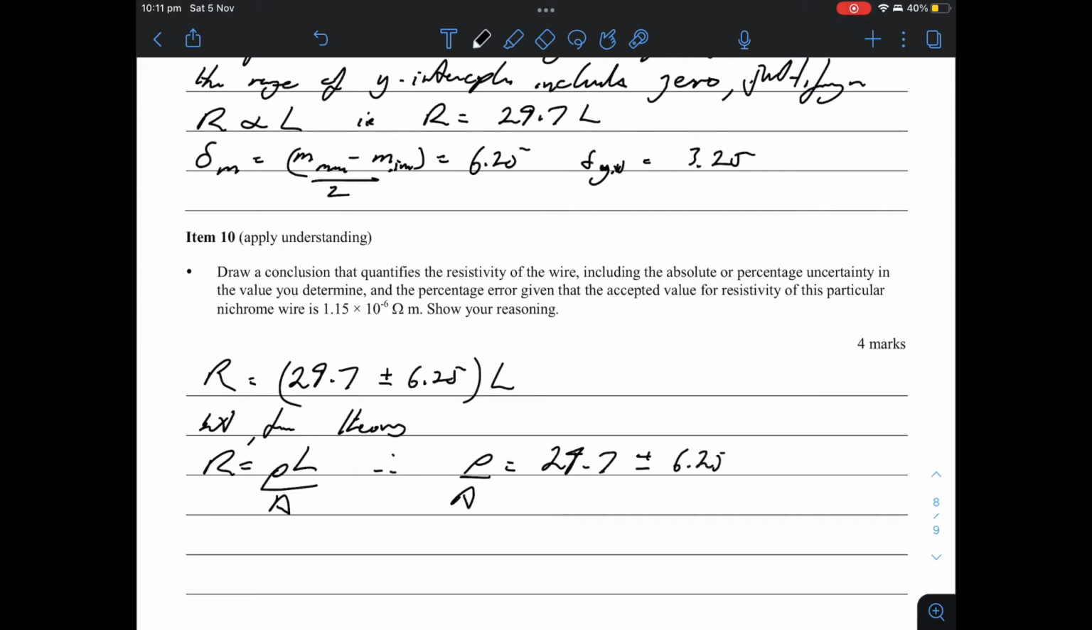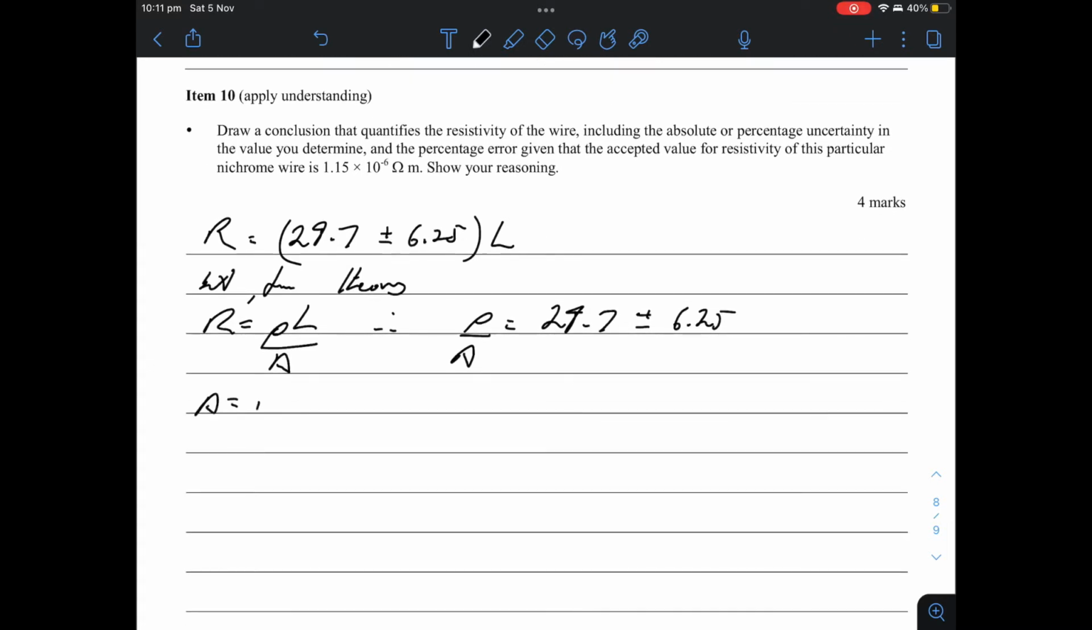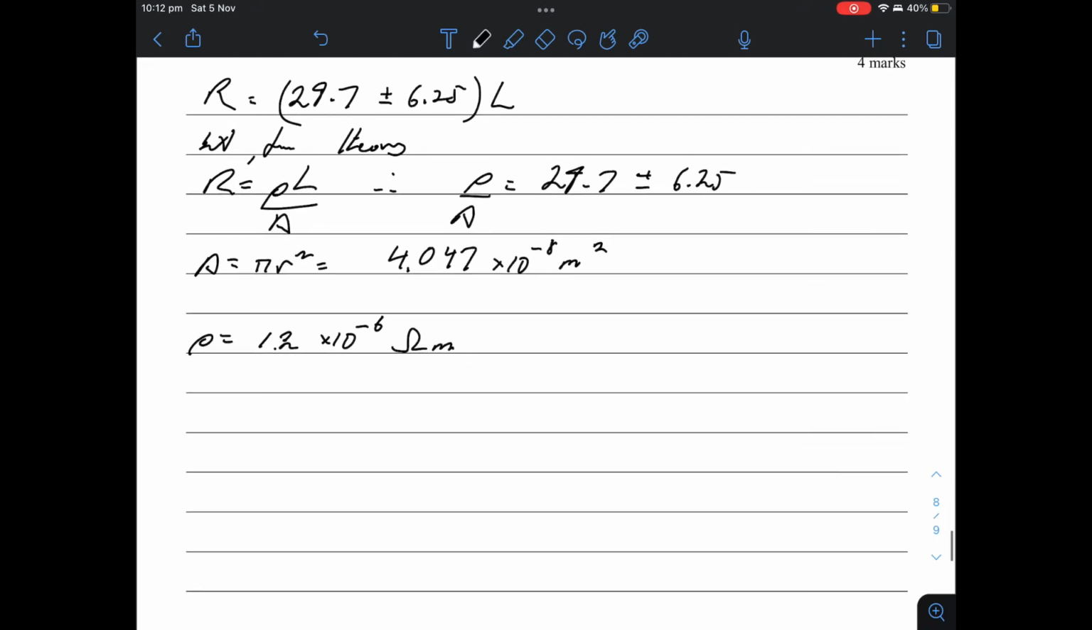Again, looking at the formula, theory compared to experiment, we identify that rho over A must be equal to the slope. Calculate our area. We'll assume there's no uncertainty in that. It is something of an approximation, but we're not given any information about that, so that's what we'll go with. Rho then is our slope, 29.7, times A, the area, and we get 1.2 by 10 to the minus 6 ohm meters, which is obviously quite close to the value we want.